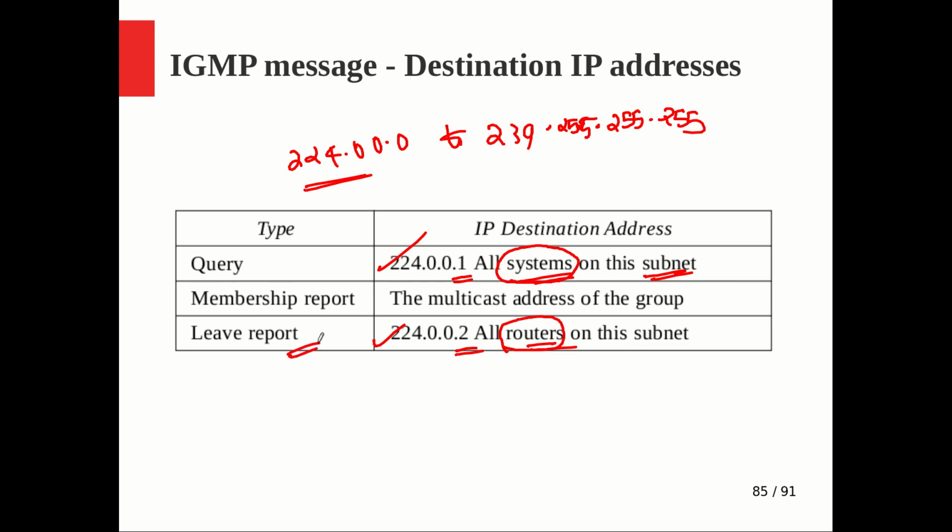But if it is a leave report, the message is generated by a machine because it doesn't want to continue with the particular group. So it is to be received by all routers in the particular network, and they are supposed to remove their entry. But before removing, they will send the special query and ensure that no one else is interested in that group. Then only they will remove it, otherwise they will keep it. So at that time the destination has to be all routers. So we have a special address, 224.0.0.2, that indicates all routers. Whenever someone gets this address, it knows that it is for all routers in that network. Accordingly it will be delivered.